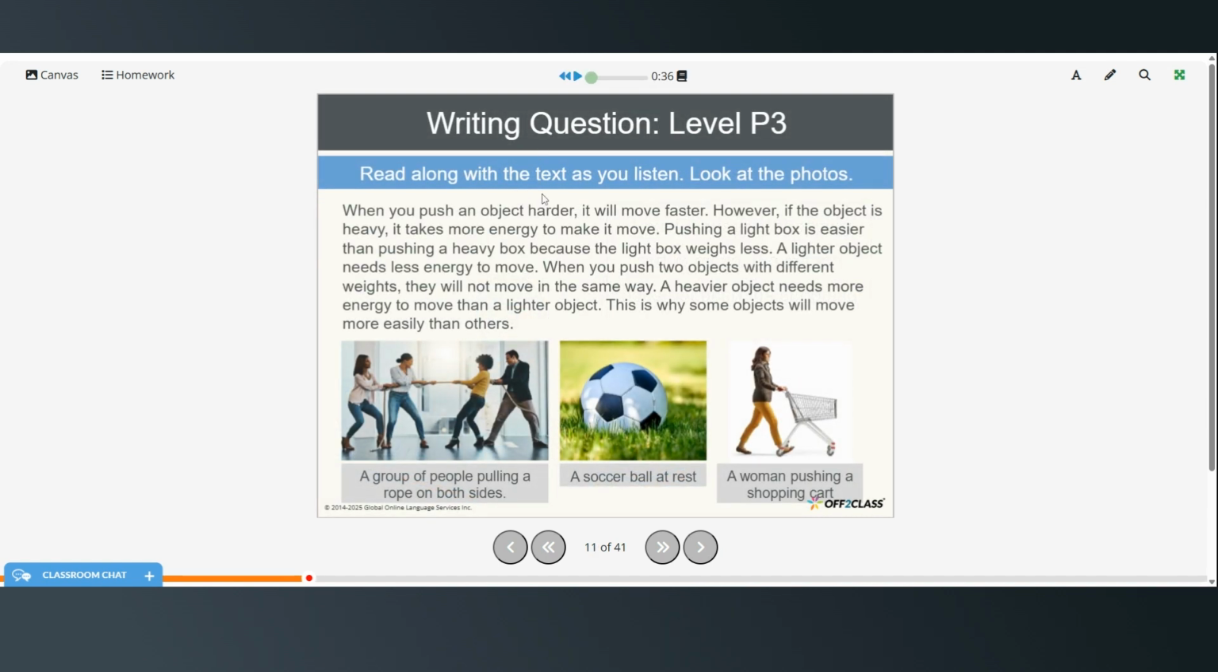All right, read along with the text as you listen here. Look at the photos and also take notes if you need to. When you push an object harder, it will move faster. However, if the object is heavy, it takes more energy to make it move. Pushing a light box is easier than pushing a heavy box because the light box weighs less. A lighter object needs less energy to move. When you push 2 objects with different weights, they will not move in the same way. A heavier object needs more energy to move than a lighter object. This is why some objects will move more easily than others.